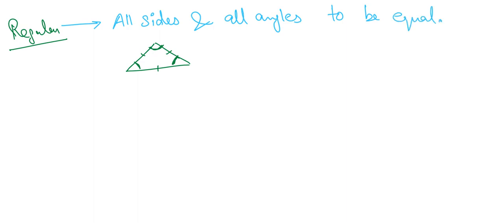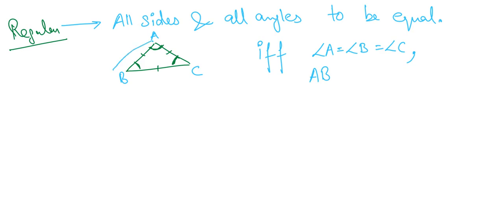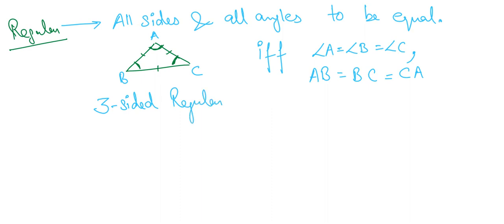So if I have a triangle ABC, if and only if my angle A is equal to angle B is equal to angle C, and my edge AB is equal to BC, which in turn is equal to CA, then only I can say this three-sided polygon to be regular. Seems clear?